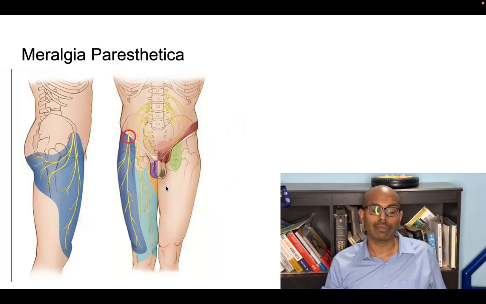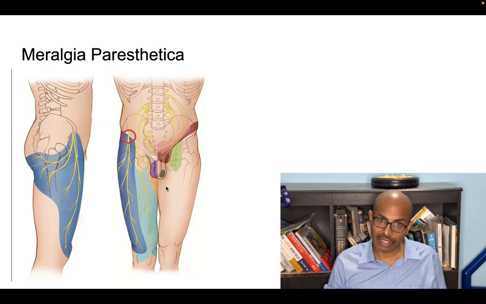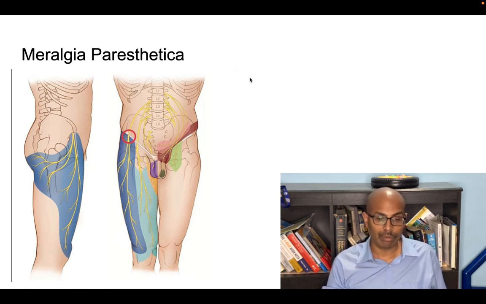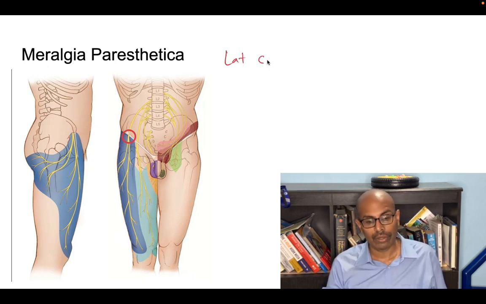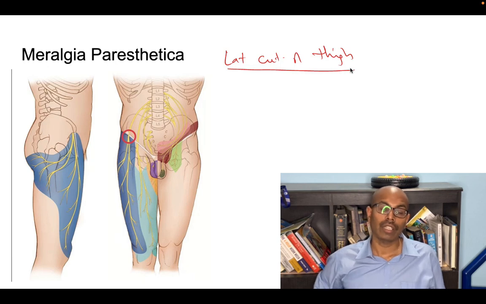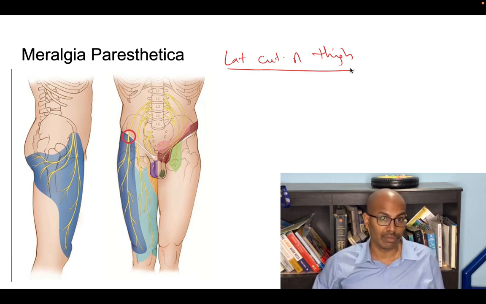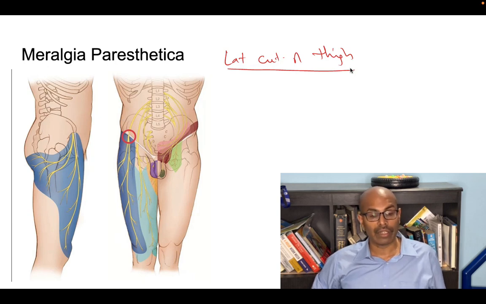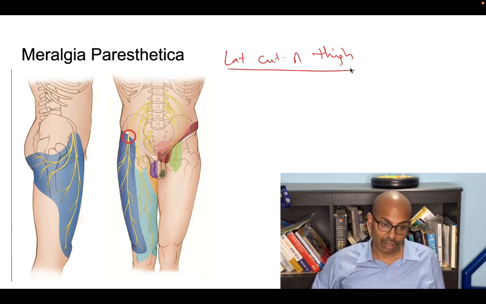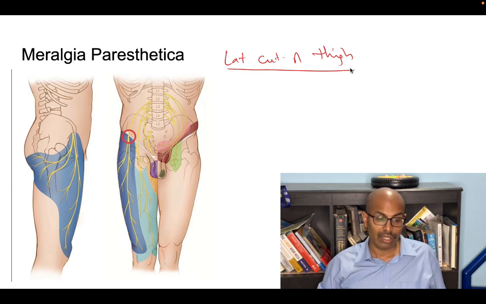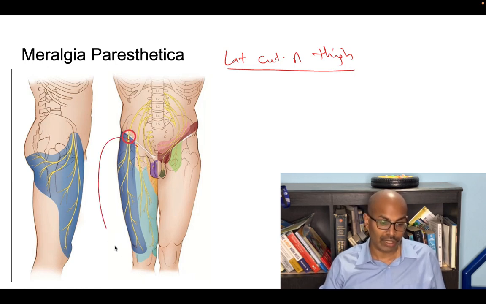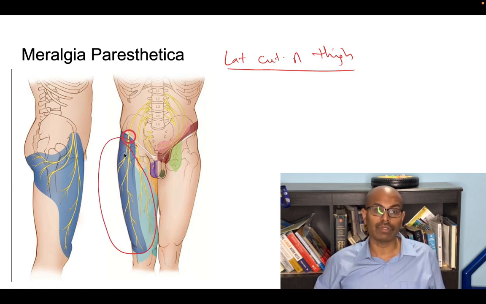So next one is Meralgia Paresthetica. Meralgia Paresthetica is the compression of the lateral cutaneous nerve of the thigh. All these syndromes have been previously asked in your exams, so you must be thorough with these so that you don't miss any points or marks because of these syndromes. So lateral cutaneous nerve of thigh compression can cause Meralgia Paresthetica, or tingling and numbness in the lateral portion of the thigh.